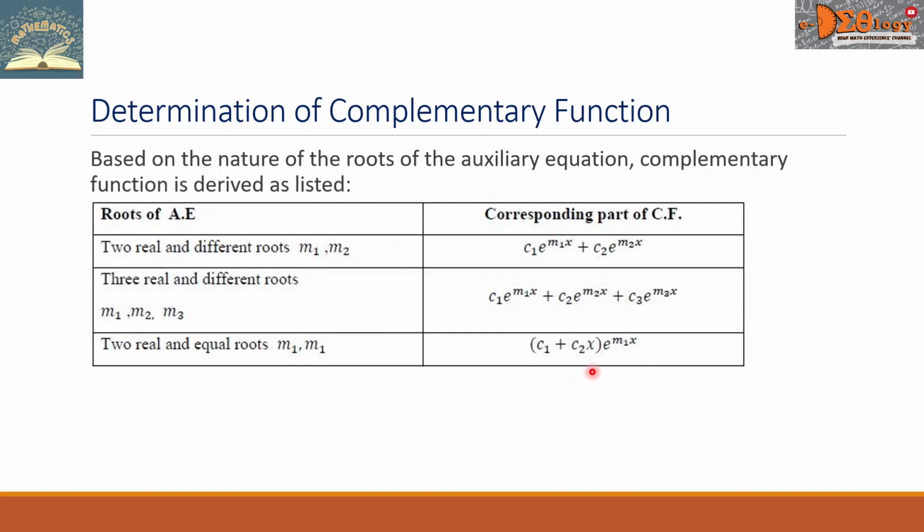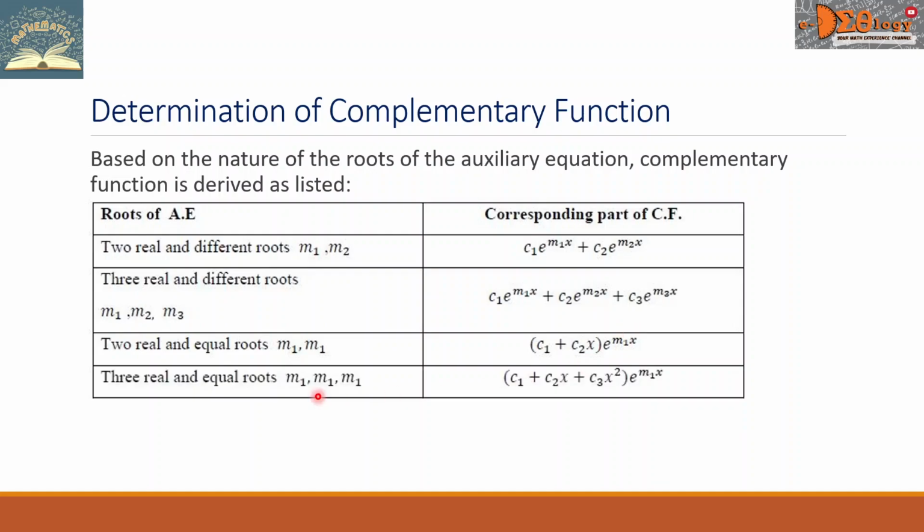What about for two real and equal roots, meaning the values are equal? So we have this complementary function. We have the quantity c sub 1 plus c sub 2 times x, and then multiplied to e raised to the product m sub 1 times x. For three real and equal roots, we have this complementary function. The quantity c sub 1 plus c sub 2 times x plus c sub 3 times x squared to be multiplied to e raised to m sub 1 times x.